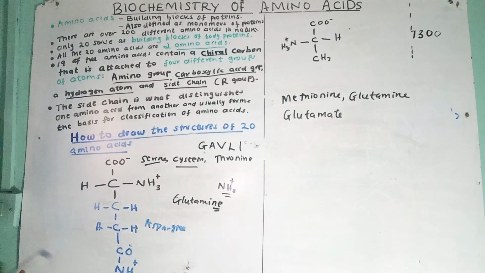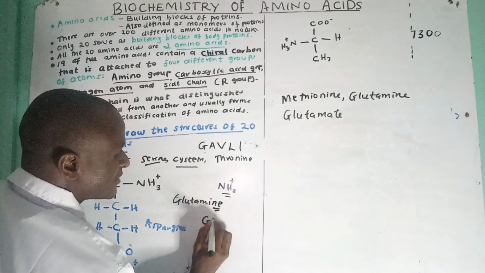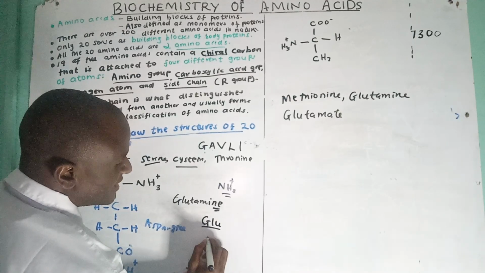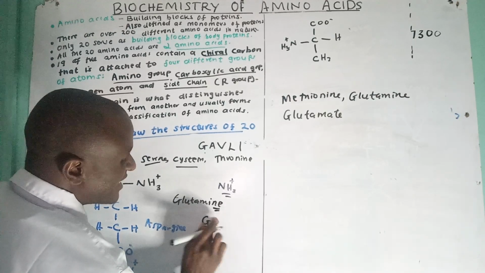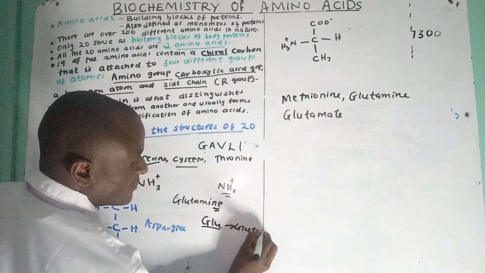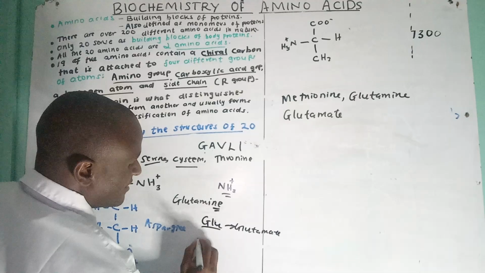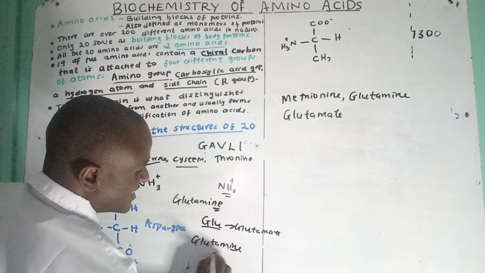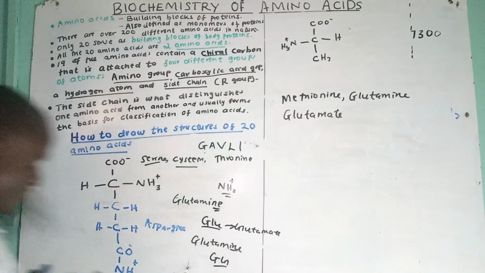The difference between glutamine and glutamate in short form is this: glutamine has GLN, and glutamate is GLU. That is glutamate. Then glutamine has GLN as the short form.